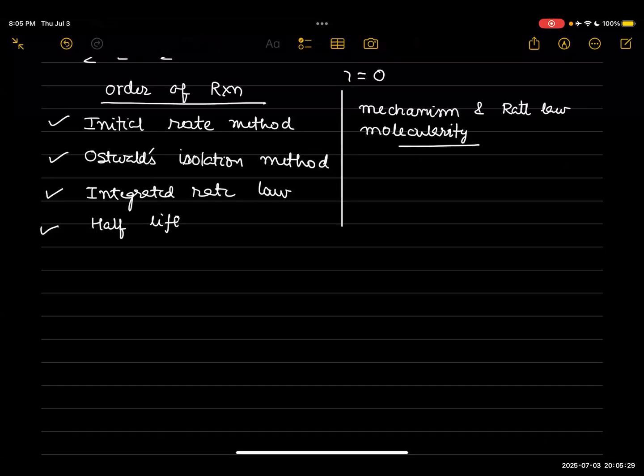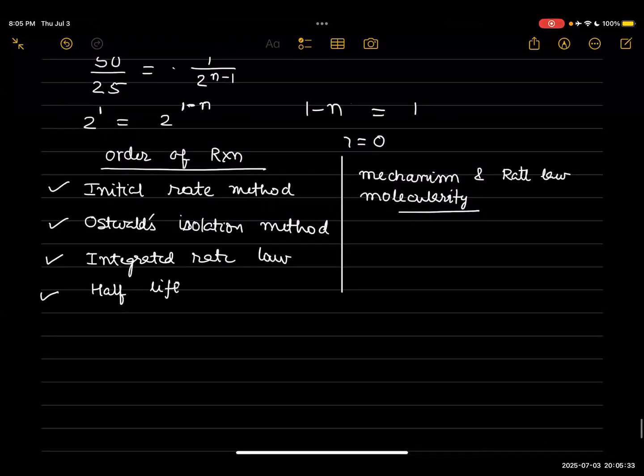So today we are going to discuss another method to find the rate law. And what are we going to discuss? We are going to discuss the mechanisms. We have seen some mechanisms in organic chemistry also. Got it?